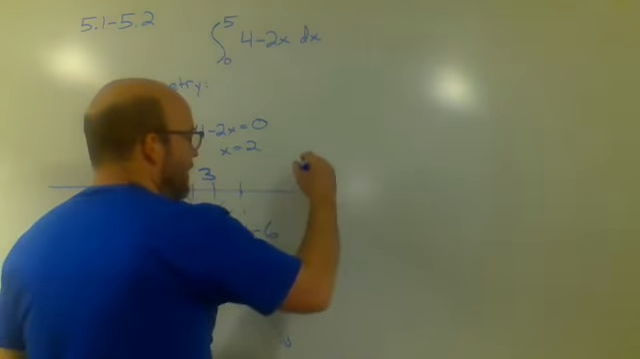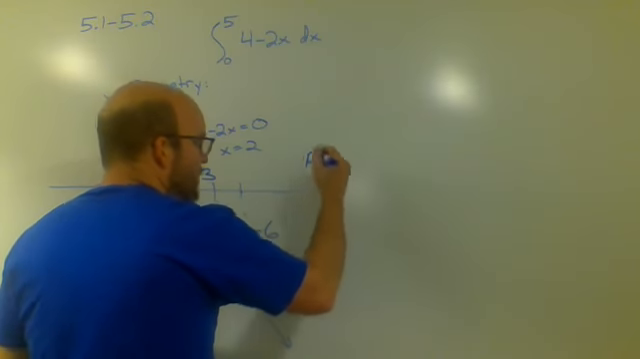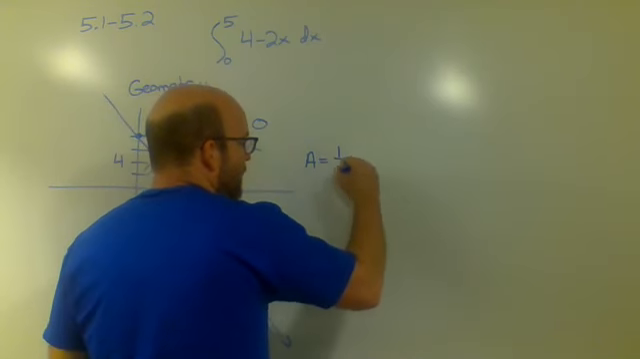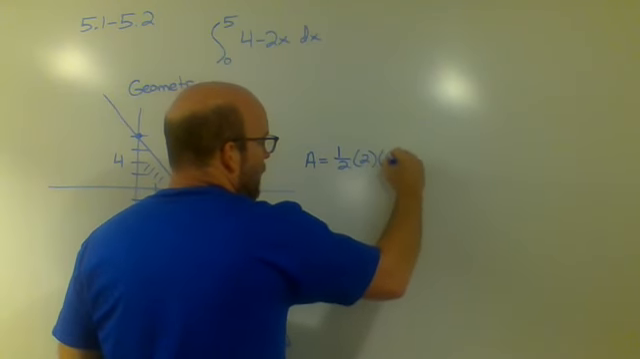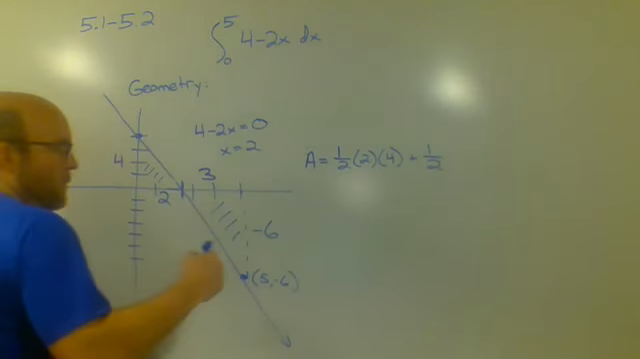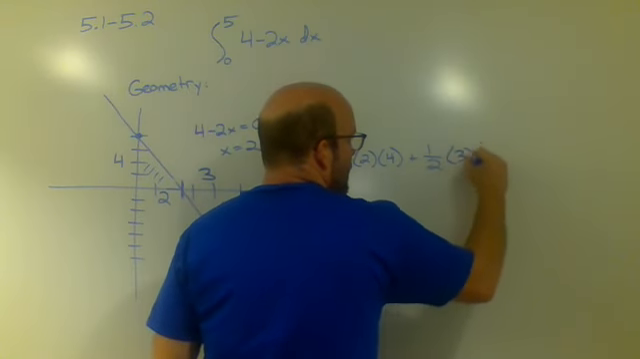So putting it together, we're looking for net area, but I'll just use A for area. The area of this triangle is 1/2 base times height. And the area of the other triangle is also 1/2 base times height. It's just this time our height is negative.